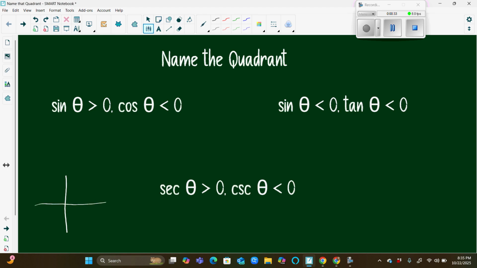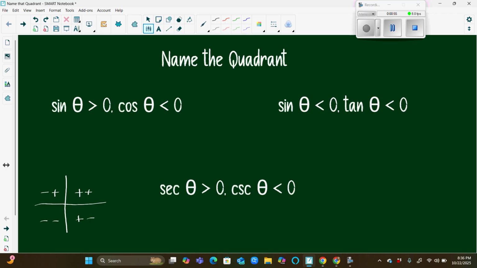Now, just a little review. First quadrant, we know that our signs are positive, positive. Second quadrant, negative, positive. Third quadrant, negative, negative. And the fourth quadrant, positive, negative. And just always remember sine is y, cosine is x, and tan is y over x.